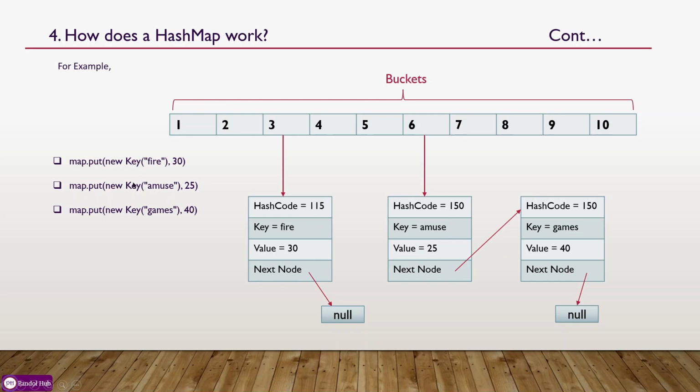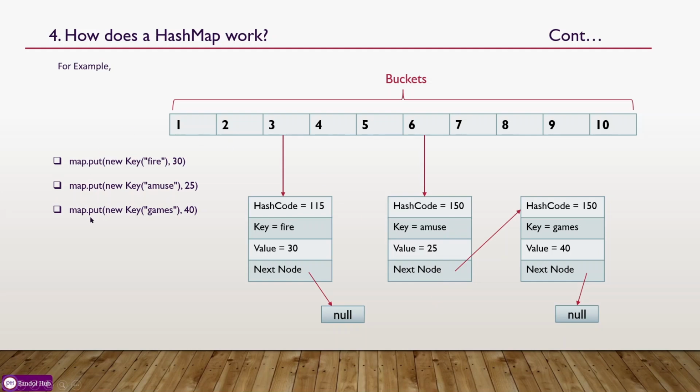Okay. So now I'm trying to insert the other value. The key is amuse and the value is 25. Based on the hash code, which is 150, it comes to a conclusion to get into the sixth bucket. So here the hash code is 150, the key is amuse, the value is 25, and the next node initially will be null.